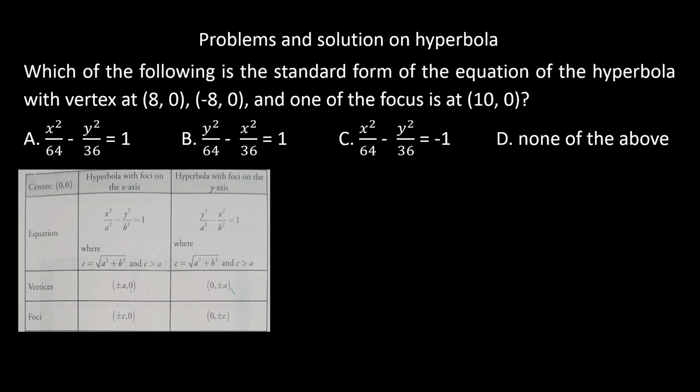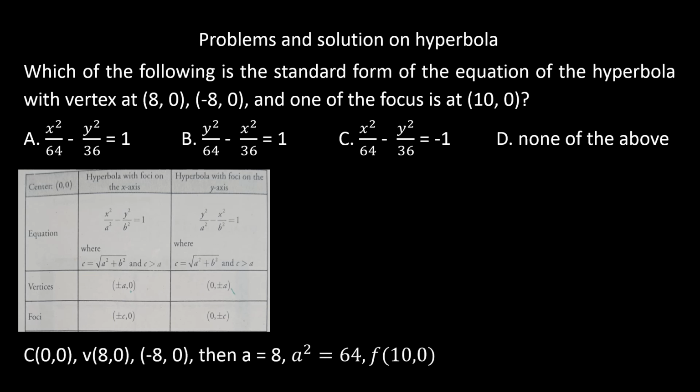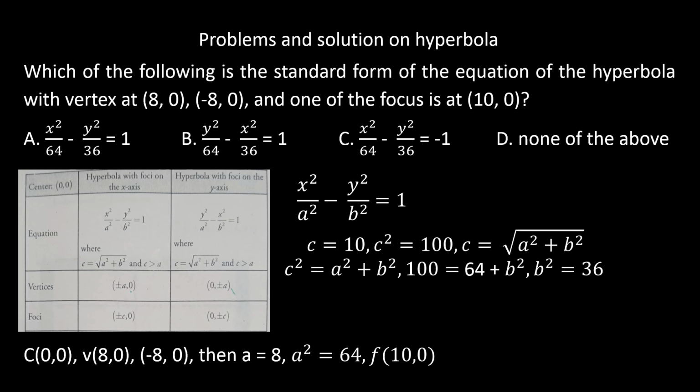So the first equation will solve this type of problem, which is x squared over a squared minus y squared over b squared equals 1. The center is at (0, 0) with vertices (8, 0) and (-8, 0). Then a is equal to 8 because the vertices are plus or minus a and 0, so a squared is 64. Since the focus is at (10, 0), and the foci are plus or minus c and 0, c is equal to 10, then c squared is 100.